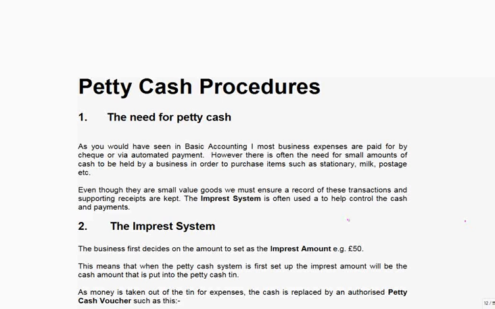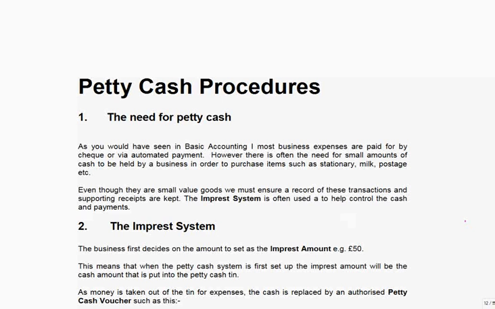Now, what we need to make sure is if we are holding cash on the premises, even if it is only a small amount, that we don't open ourselves up to unnecessary fraud. So what businesses tend to do is first of all decide how much money they are going to put in that petty cash tin to start off with. What's the maximum amount of cash that petty cash tin is ever going to hold? And we call that the imprest amount.